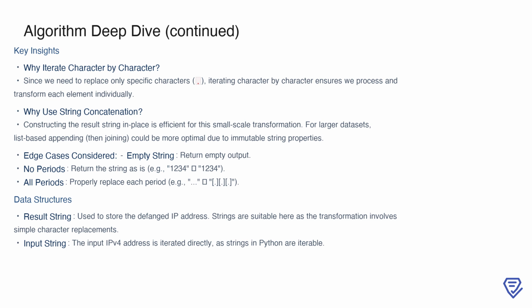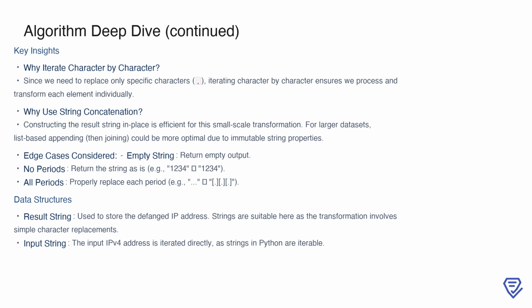Several edge cases are also considered in this solution. If the input string is empty, we simply return an empty output. If the input contains no periods, the output remains unchanged. For example, 1234 would return as 1234. Finally, if the input contains only periods, like "...", each period is replaced correctly, resulting in [.][.][.].